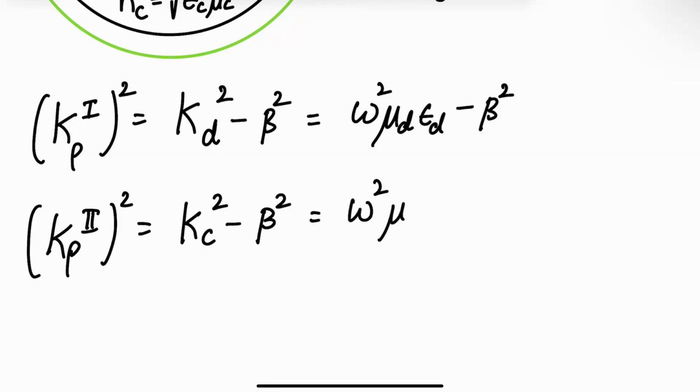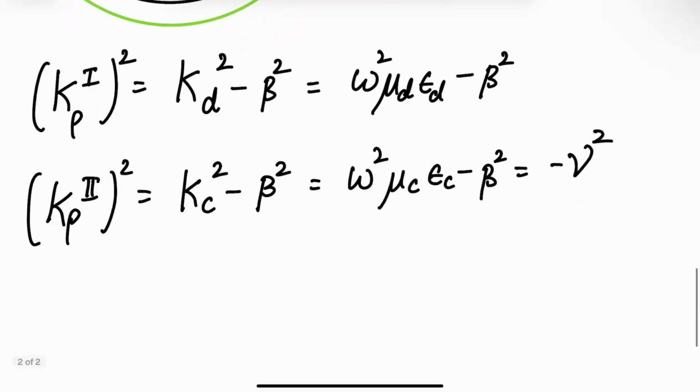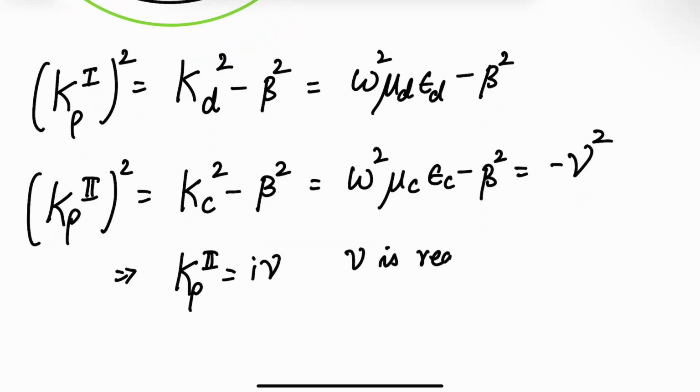This would be omega square mu c epsilon c minus beta square. And we want to say that this is equal to minus nu square for some nu. The reason we do this is because we want the waves in the cladding to be evanescent, which means k rho must be imaginary, right? So basically I'm saying k rho 2 is equal to i nu, and nu here is real. Let's say nu is a real number.